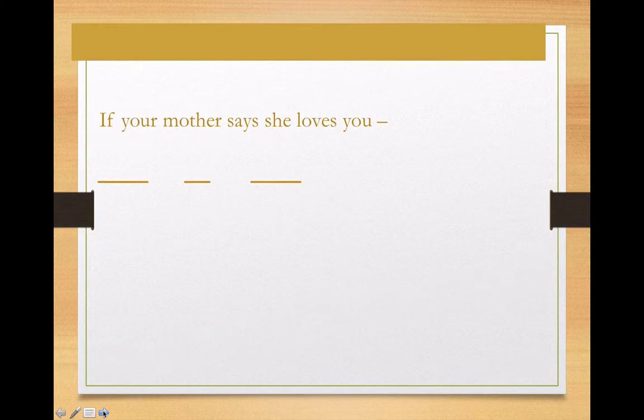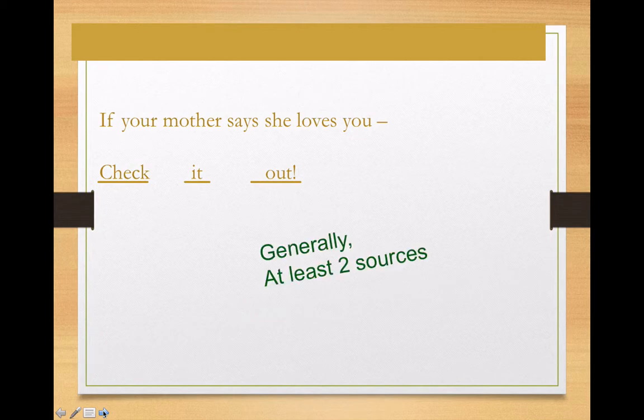There was a big sign in, I think it was a Chicago newsroom many years ago, and it said, if your mother says she loves you, check it out. You always want to check information because a lot does get repeated wrongly. Generally, our rule in journalism is have at least 2 sources and have at least 2 disparate, different sources.